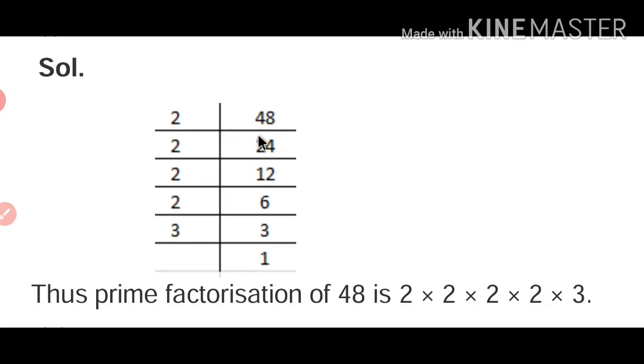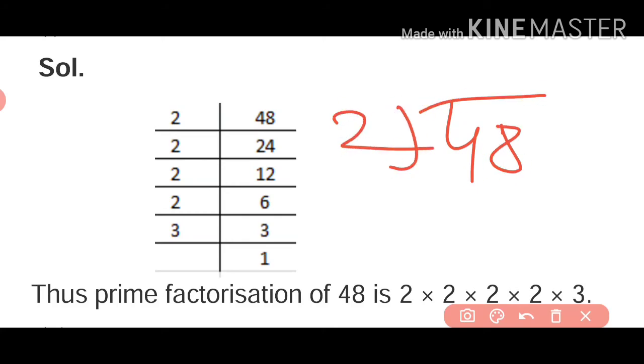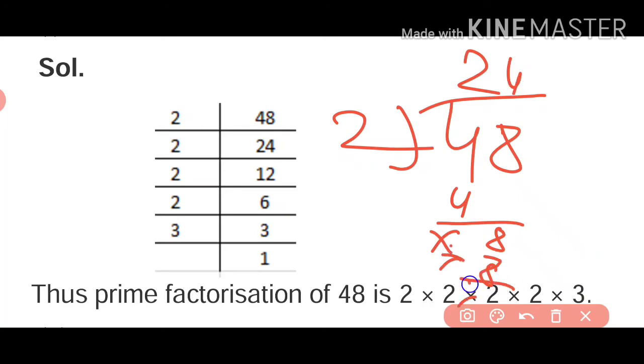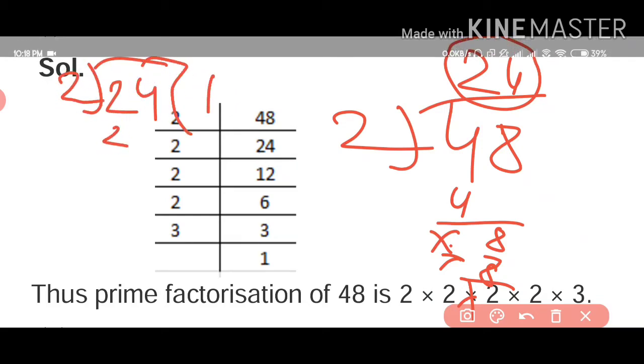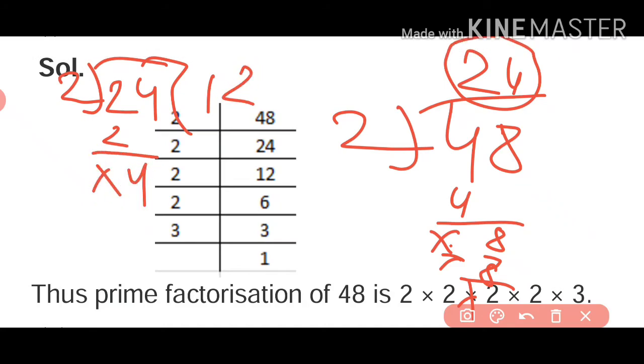So 2 2s are 4, 2 4s are 8. Or one way is to find by division. 48 you have to divide by 2. So 2 2s are 4, then 2 4s are 8. So this 24 you have to write here. Same again, next 24 is an even number, again we will divide by 2. So 2 1s are 2 and 2 2s are 4. So 12 you have to write here.